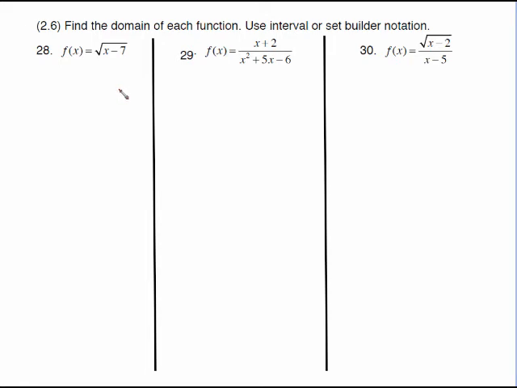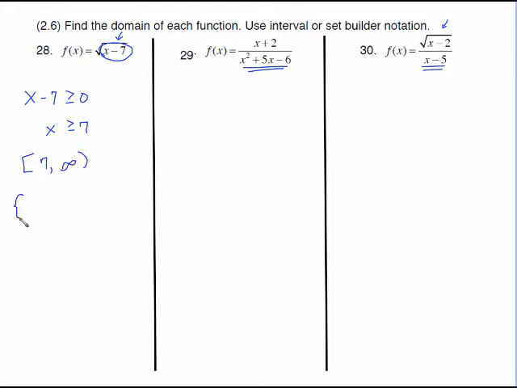Name the domain. Remember, the domain of a function will be all real numbers unless you have a radical, which is the case here and here, or unless you have a fraction, which is the case here and here. When you're dealing with a radical, you can't take the square root of a negative number. So we want to ensure that what's under the radical sign is positive. So we will do x minus 7 greater than or equal to 0, which gives us x greater than or equal to 7. In interval notation, this is 7 to infinity.